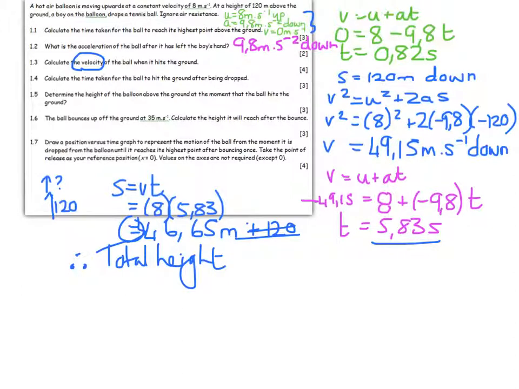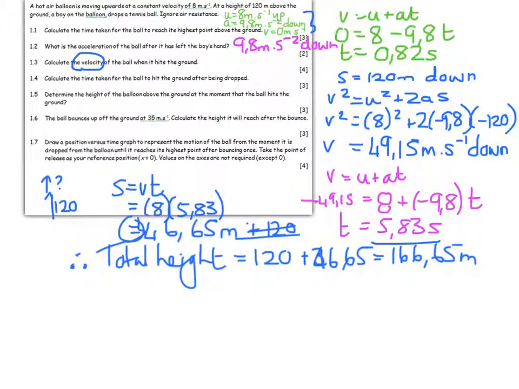Equals means the same as. It's not the same as the line before. The total height is 120 plus 46,65, and that turns out to be 165,65 meters.